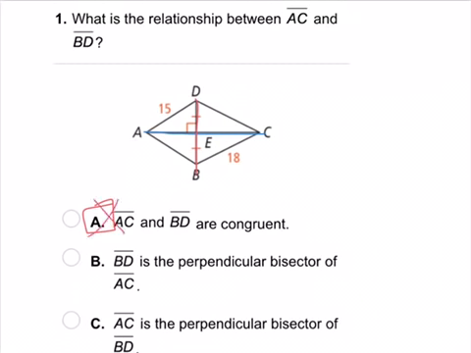Now we're down to B and C. B says that BD is the perpendicular bisector of AC. That's not correct because AC is not the segment getting cut in half. This is the correct one, yes, because AC is the perpendicular bisector of BD. If you can see, BD is the segment that's getting cut into 2 equal pieces.